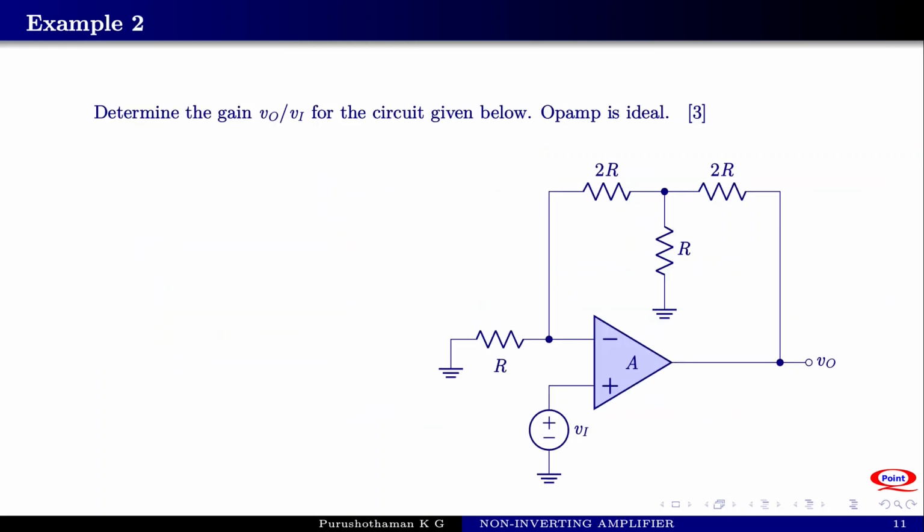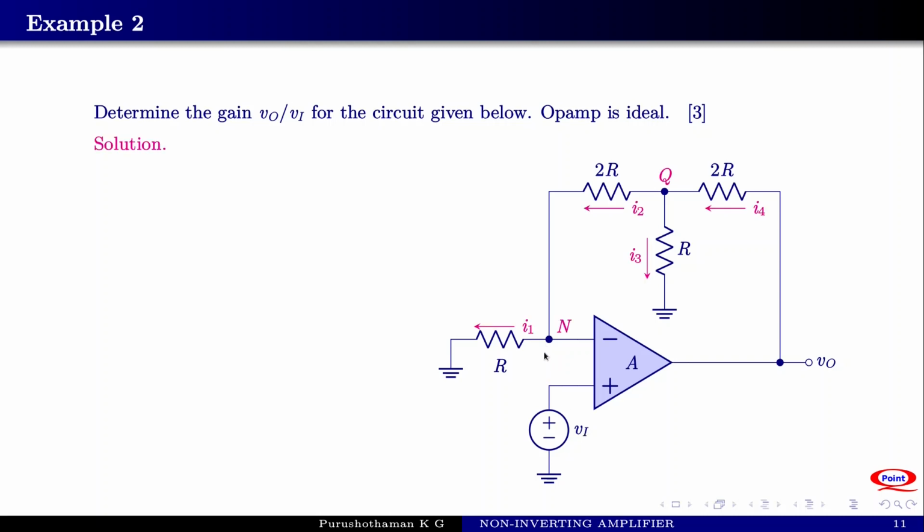Now consider another example. Determine the gain Vo by Vi for the circuit given below. The operational amplifier is given to be ideal. We have seen a similar problem in the inverting case, but here you can see that these resistors are 2R and these two resistors are R. So the resistors are fitted in a specific ratio. Again, we start by finding the voltage at the inverting terminal, which will be equal to Vi.